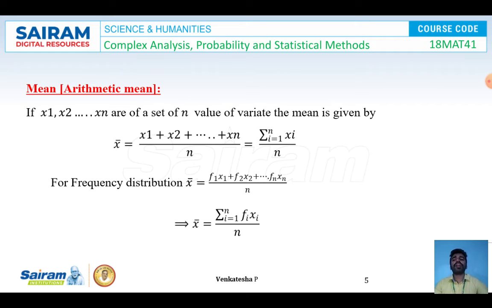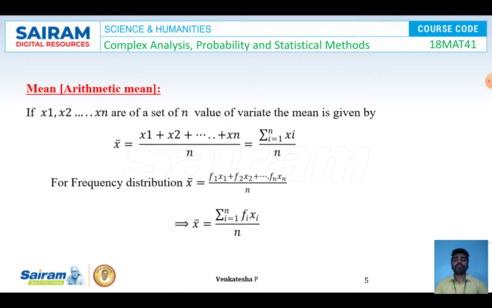Mean. Now we will learn how to find mean. We'll be calling this mean as arithmetic mean. If x1, x2, etc., xn are n observations, then the mean of the variate x is given by x bar is equal to x1 plus x2 plus etc. plus xn whole divided by n, or it will be equal to summation xi divided by n. So the formula to calculate mean of x is given by summation x divided by n.